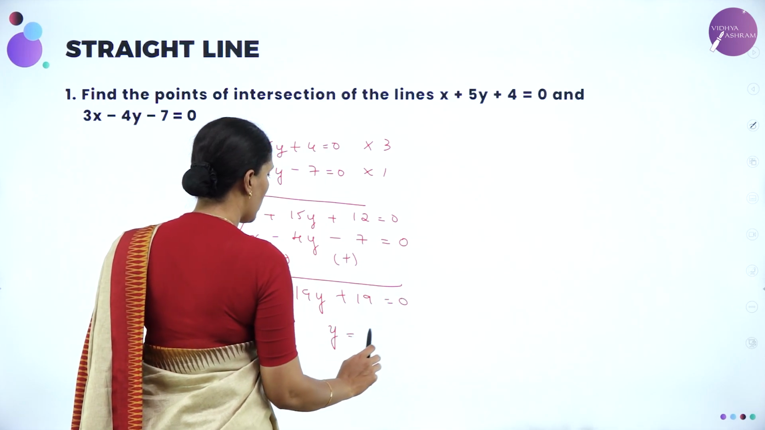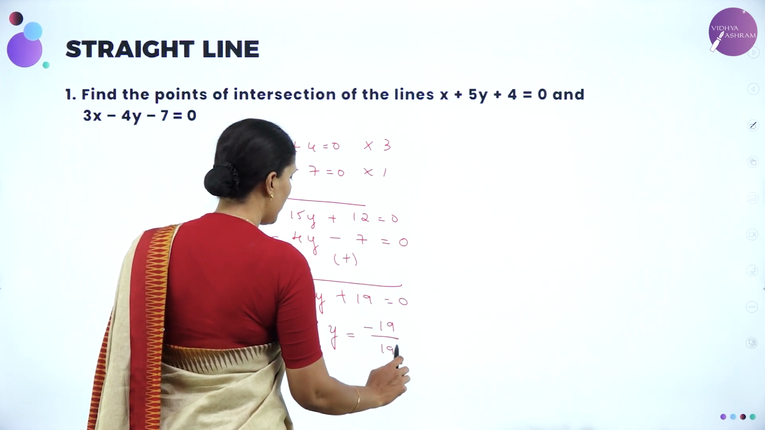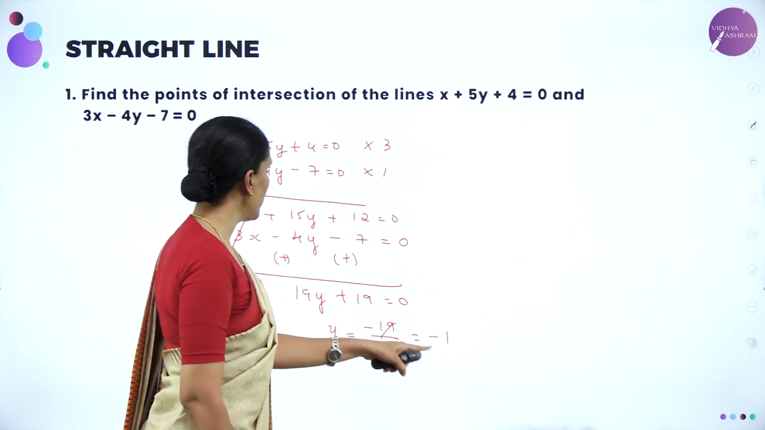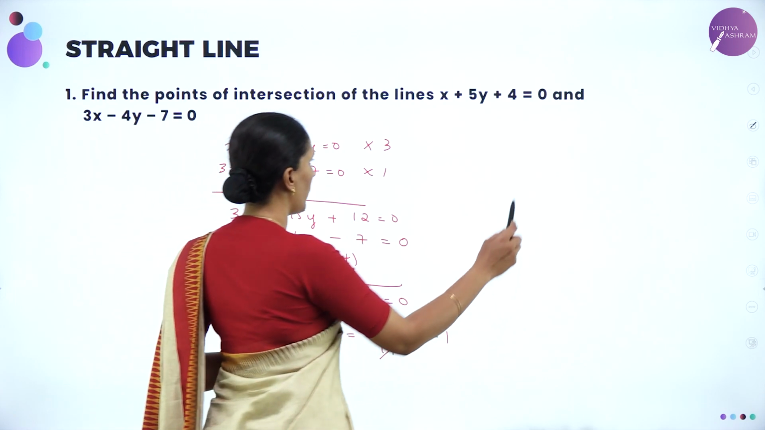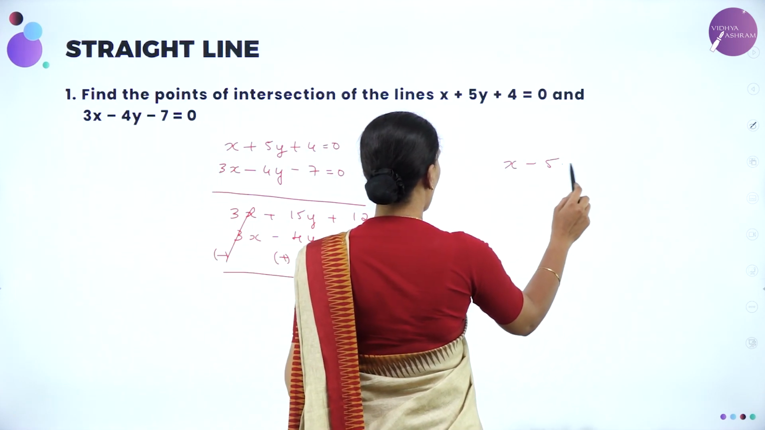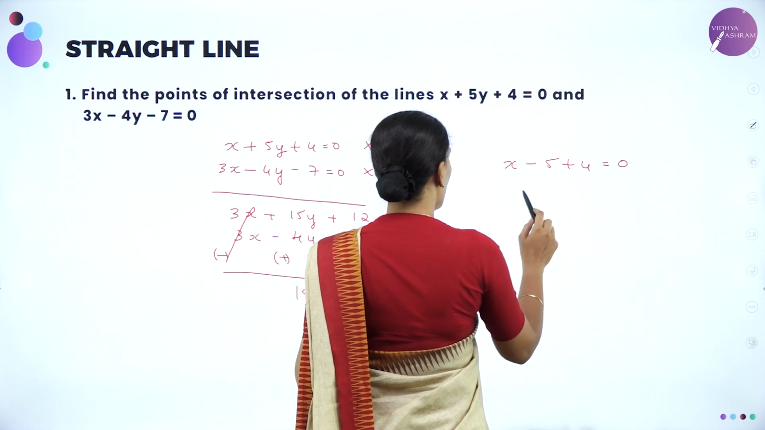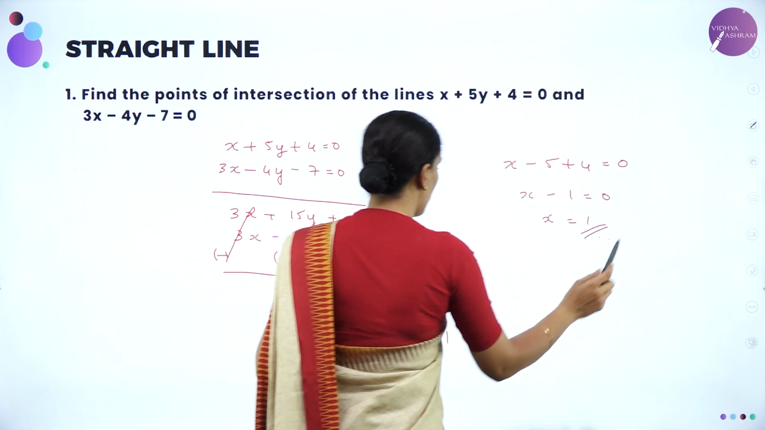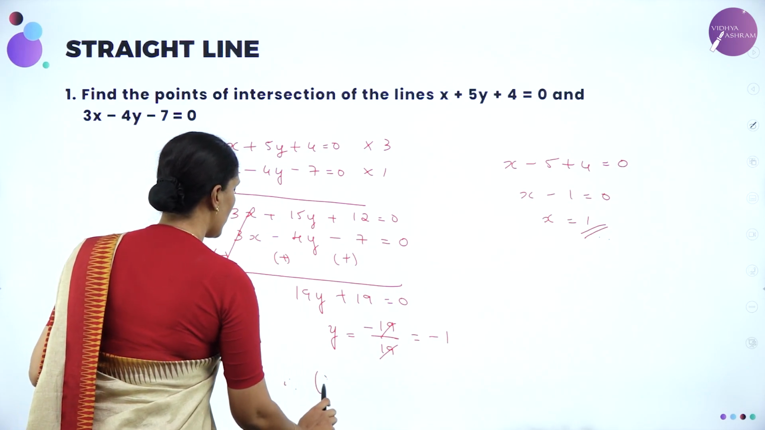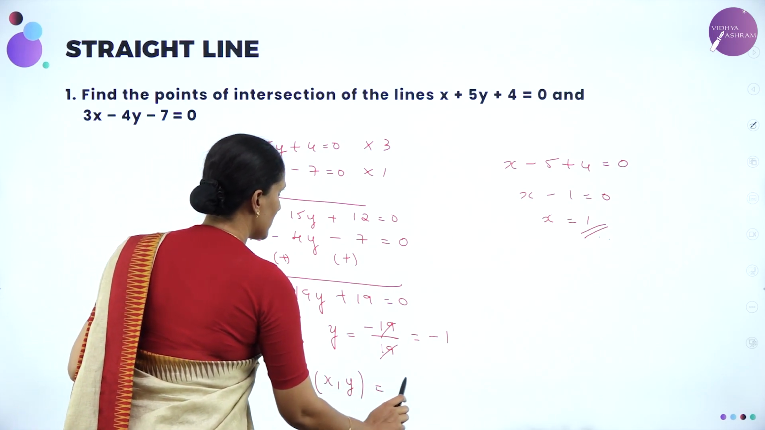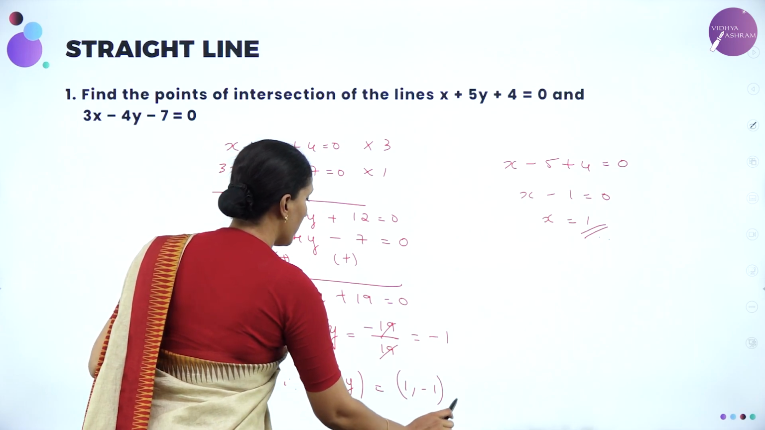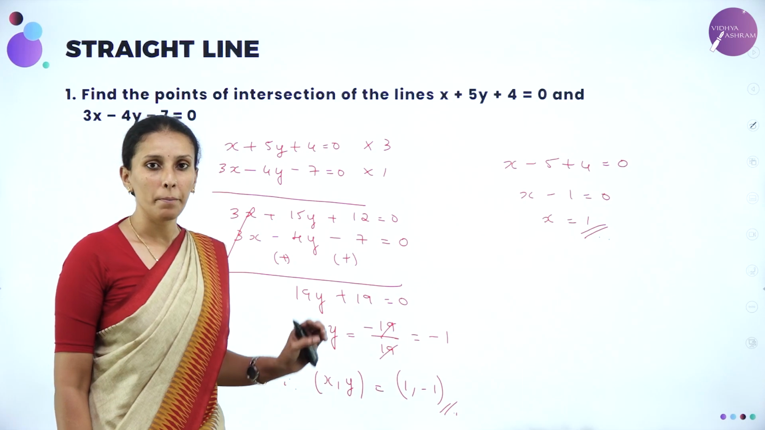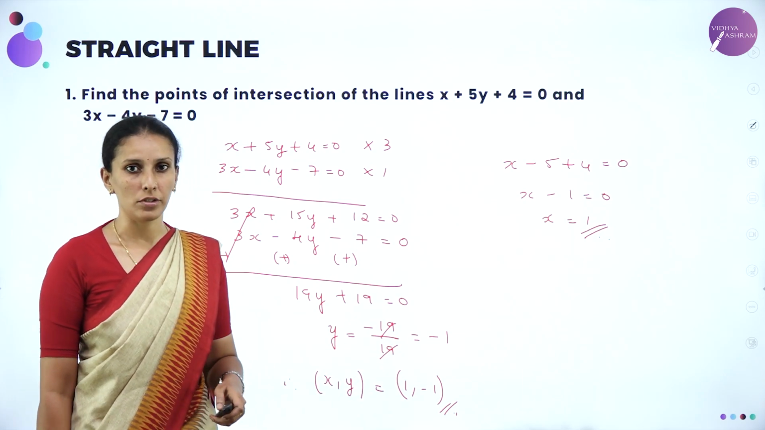So we have y is equal to minus 19 by 19, so the value of y is minus 1. If we substitute y is equal to minus 1 in any one of the equations, we get x minus 5 plus 4 is equal to 0, x minus 1 is equal to 0, so x is equal to 1. Therefore, the point of intersection x comma y is 1 comma minus 1. The solution of the simultaneous linear equations becomes the point of intersection.